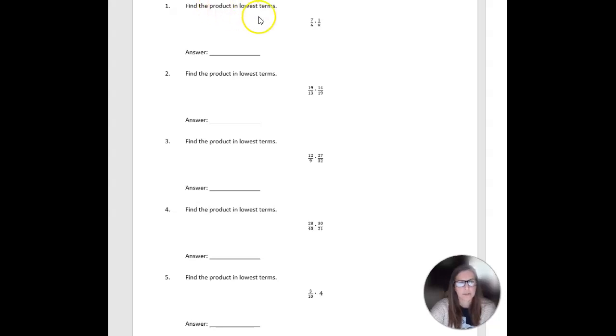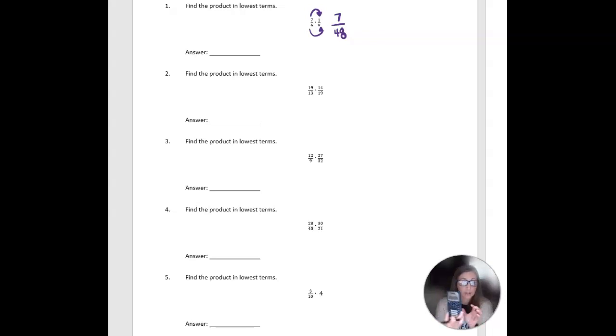Okay, the topic for this video is multiplying fractions. To multiply fractions by hand, you multiply the top times the top, so 7 times 1 would be 7, and you multiply the bottom times the bottom. 6 times 8 would be 48. So the answer here is 7 over 48. You would try to reduce that, but there's nothing that will divide into 7 and 48.